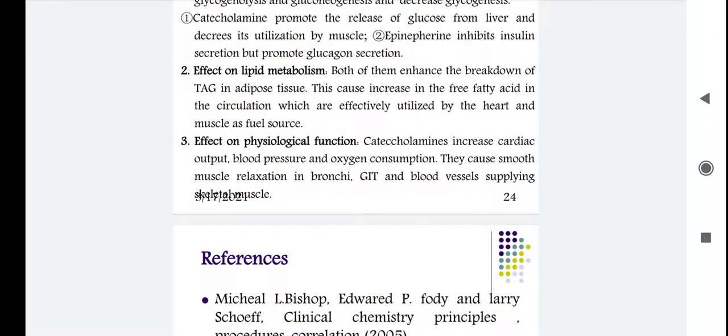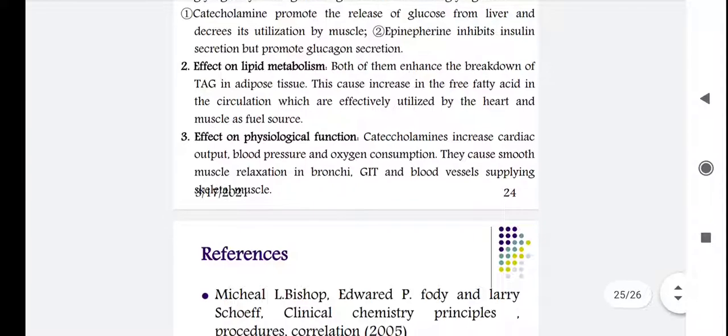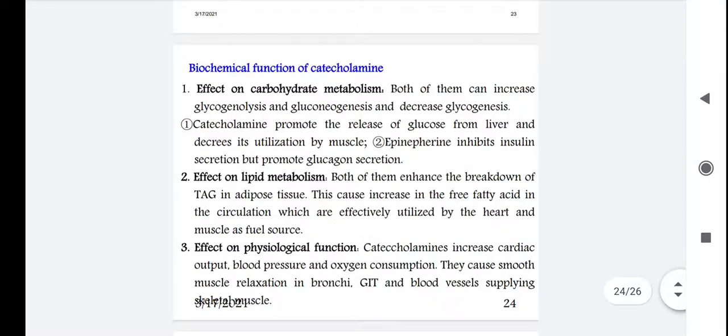Effect on physiological function. Catecholamines increase cardiac output, blood pressure, and oxygen consumption. They cause smooth muscle relaxation in bronchia, GIT, and blood vessels, supplying blood to the muscles. That is all about the adrenal gland, the adrenal cortex, and the adrenal medulla, the main hormones: glucocorticoids, mineralocorticoids, and catecholamines.